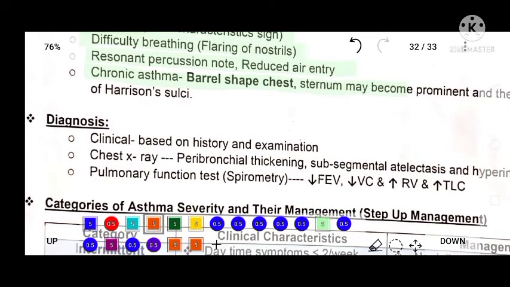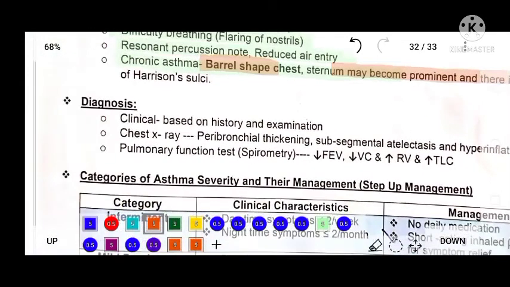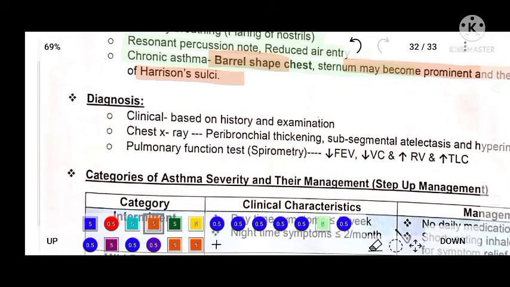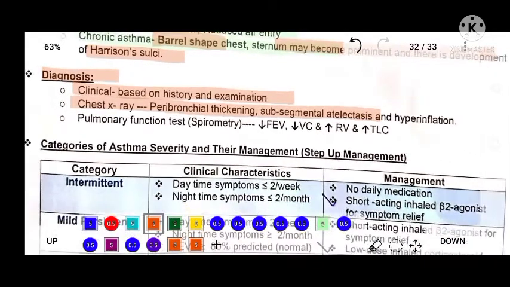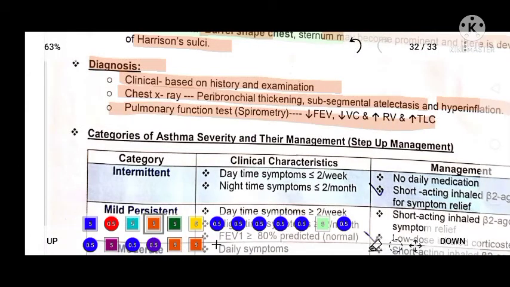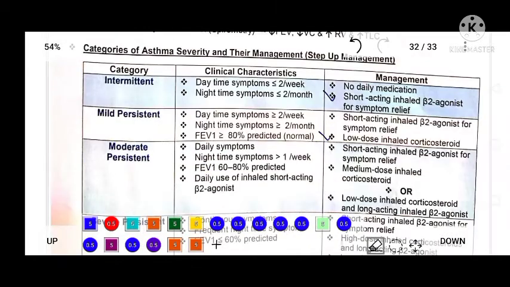Chronic asthma shows a barrel-shaped chest, and the sternum may become prominent, and Harrison sulci is there in asthma. So the diagnosis for asthma is clinical, based on history and examination. Chest X-ray shows peribronchial thickening, subsegmental atelectasis, and hyperinflation. Pulmonary function test will show decreased FEV volume and decreased vital capacity with increased residual volume and increased total lung capacity. So, causes of asthma as we discussed, and now we will be looking at the category of asthma management.